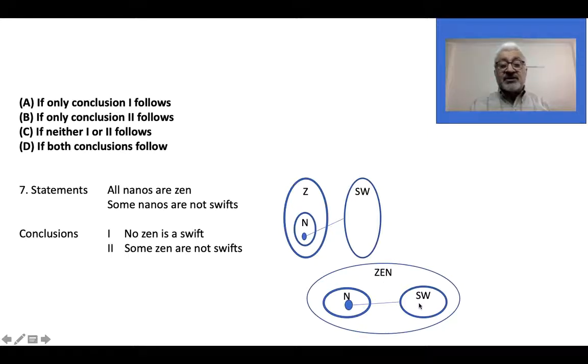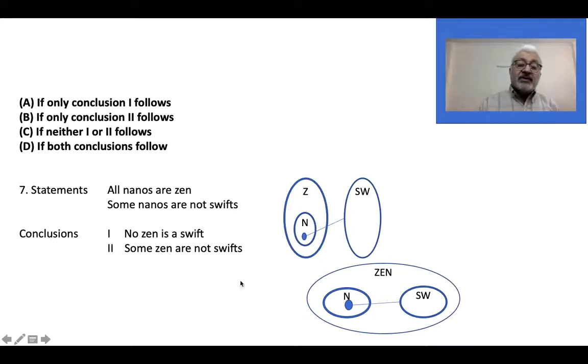If you've understood this, now we go back to the conclusion, no Zen is Swift. Can you confirm here that no Zen is Swift? Although you may be able to confirm here that no Zen is Swift, but can you confirm here? Answer is no. Therefore, no Zen is Swift is not certainly true.